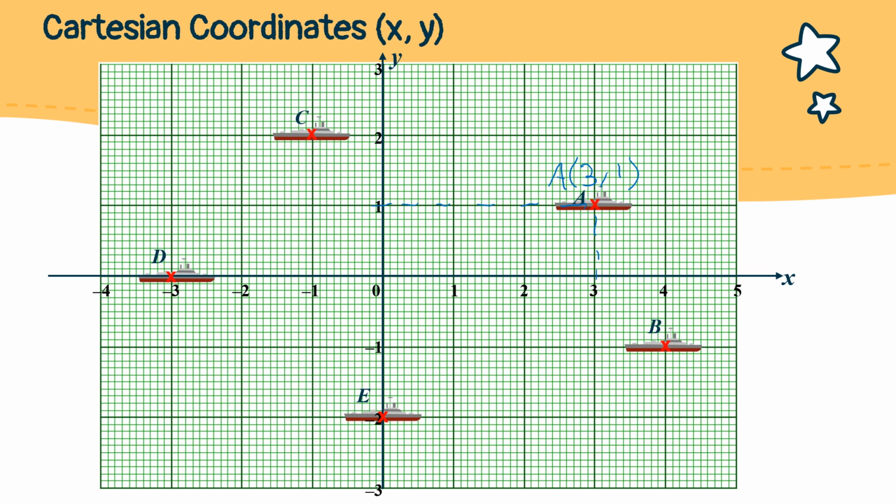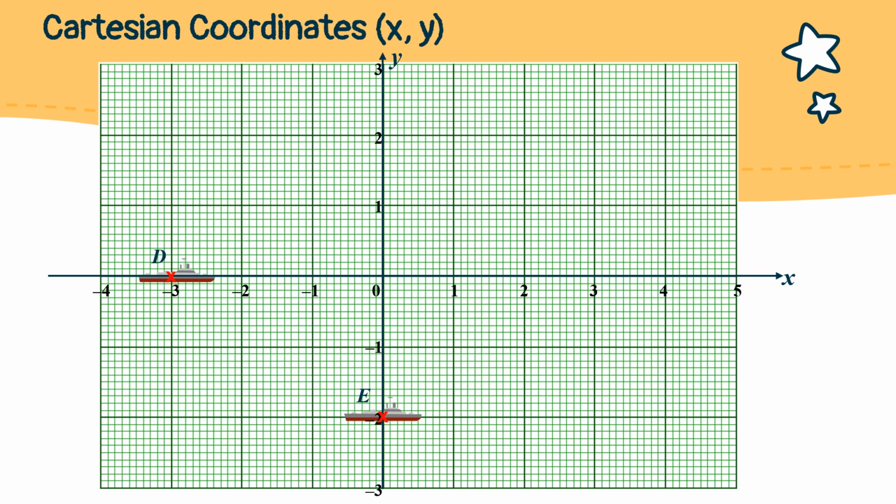For the coordinates of B, we will draw a dotted line to the x-axis. So the x-coordinate is 4. And then we will draw a perpendicular dotted line to the y-axis and the y-coordinate is -1. So the coordinates of B is 4, -1. For the coordinates of C, we will first draw a dotted perpendicular line to the x-axis and the x-coordinate is -1. Then we will draw a dotted perpendicular line to the y-axis and the y-coordinate is 2.